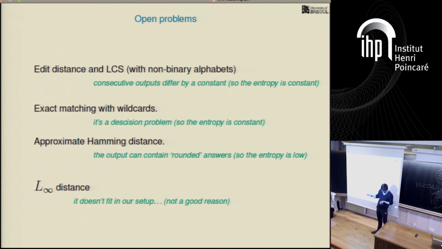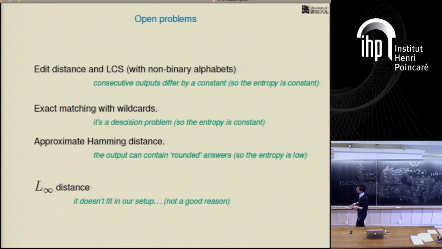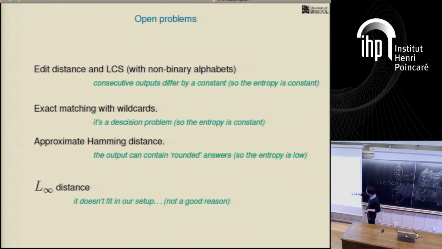Another natural question is approximating the Hamming distance. So instead of giving the exact Hamming distance every output, I just want you to give it within a factor of 2. This also is mean to the methods because the output can contain rounded answers. I could just always output a power of 2, for example, and then the entropy would be like log log n instead of log n. That would be bad.